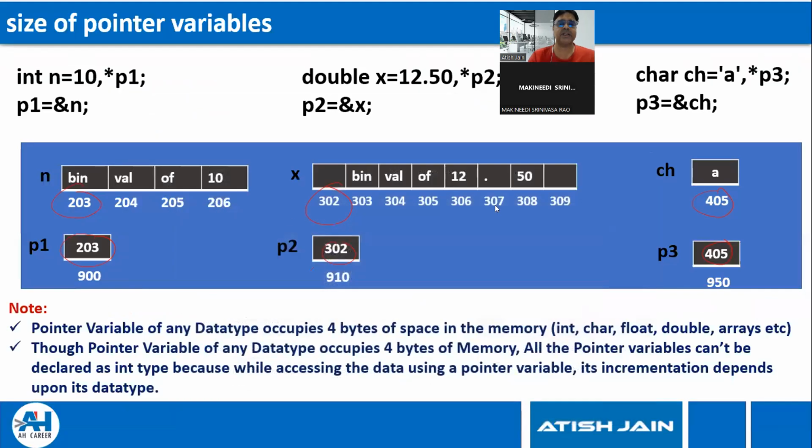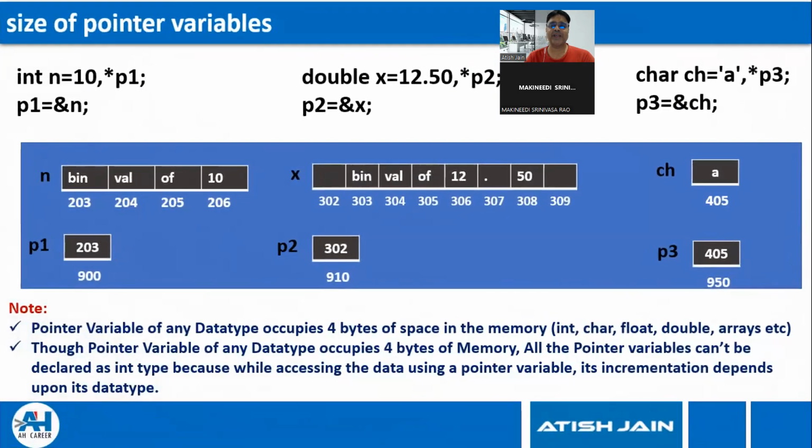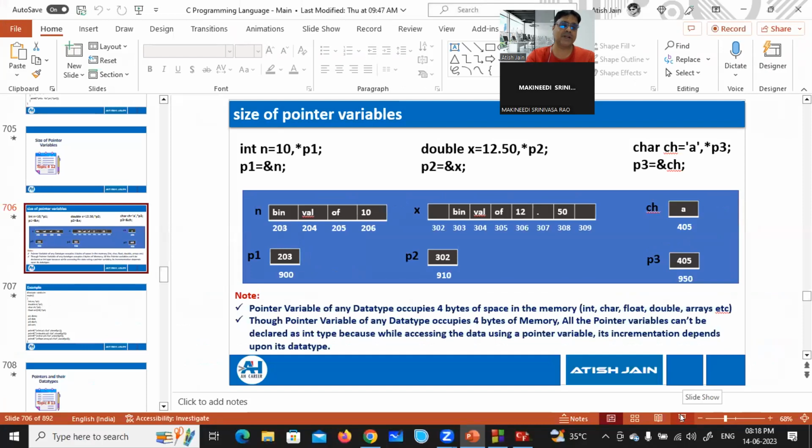So is this clear? Do you think this is important information you got today? A pointer variable of any data type you take, it occupies either 4 bytes or 8 bytes of space in the main memory. See, a character occupies 1 byte, whereas a character pointer occupies 4 bytes or 8 bytes, because a pointer variable holds only the number but not the data.